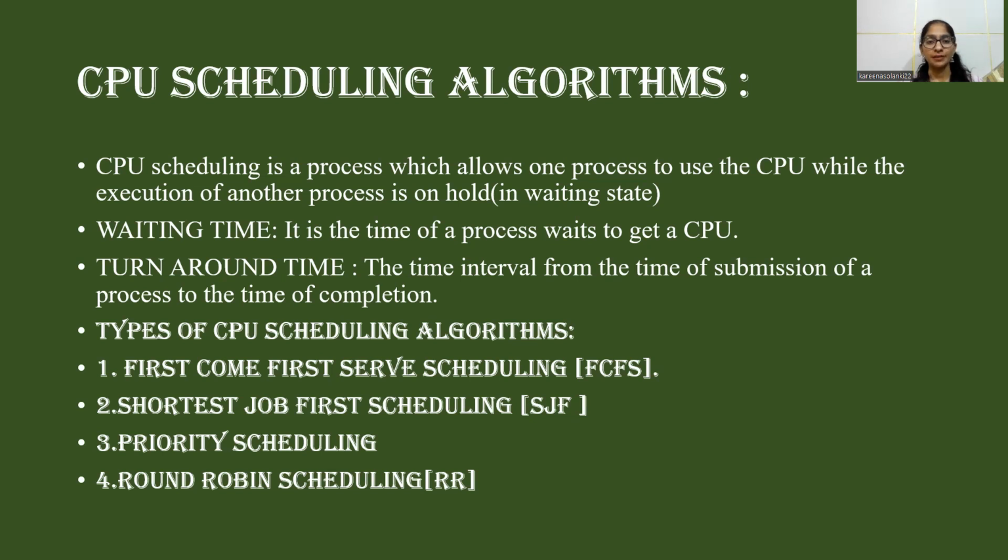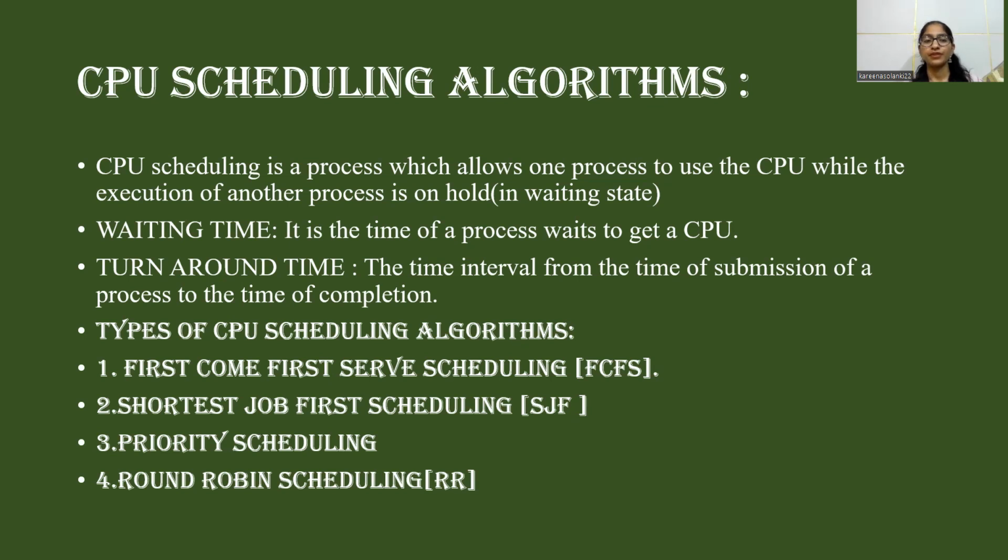So what is waiting time? It is the time a process waits to get the CPU. Turnaround time is the time interval from the time of submission of a process to the time of completion. So what are the types of CPU scheduling algorithms?